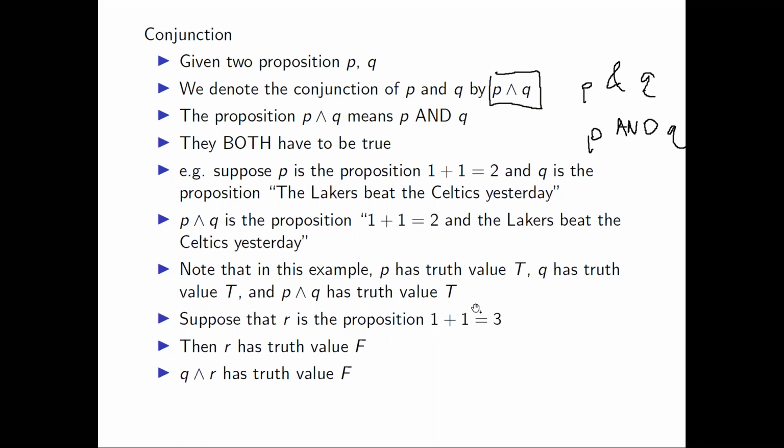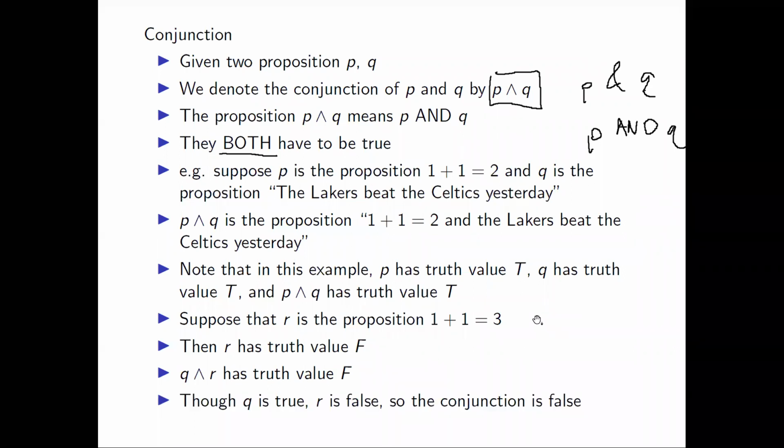Why is this? Well, Q is true, so that's not what's making the conjunction false. What's making the conjunction false is the R. So as long as one of the parts in the conjunction is false, that makes the whole conjunction false. The only way for it to be true is if they are both true. So Q is true, R is false. That whole conjunction, Q and R, is false.